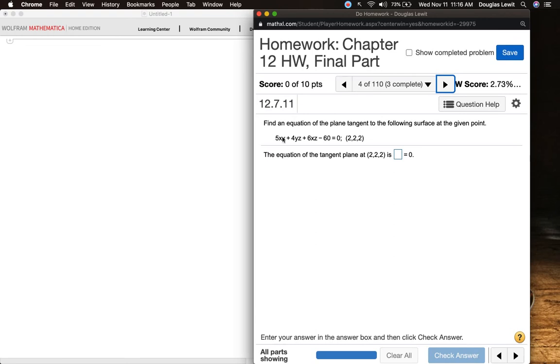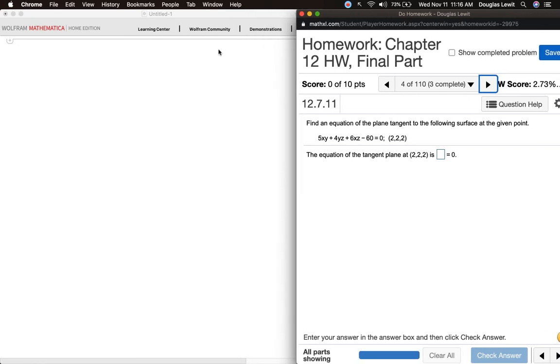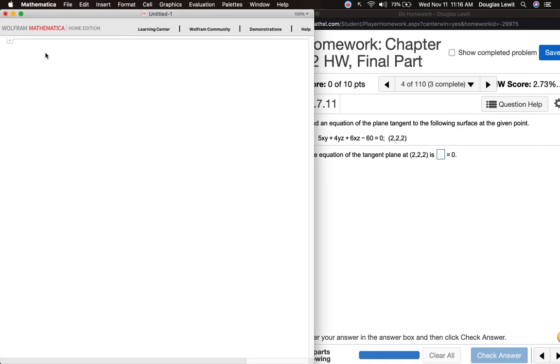Okay, problem number 4. Find an equation of the plane tangent to the following surface at the given point. Okay, so here we go. 5xy plus 4yz plus 6xz minus 60 is equal to 0 at the point x is 2, y is 2, and z is 2.